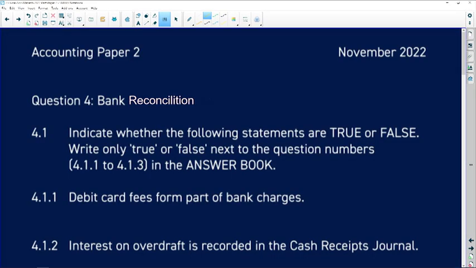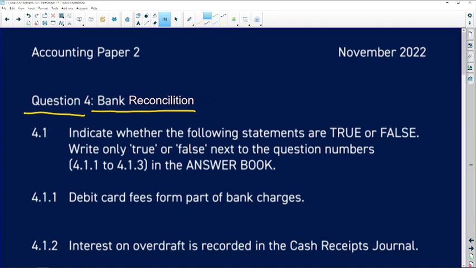Let's now look at question 4, bank reconciliation from the November 2022 paper 2 paper. Let's begin. Right, so question 4, as I mentioned a few seconds ago, is looking at bank reconciliation. Remember, you can also get tested on debtors or creditors reconciliation, but in this particular case, it's obviously bank recon.